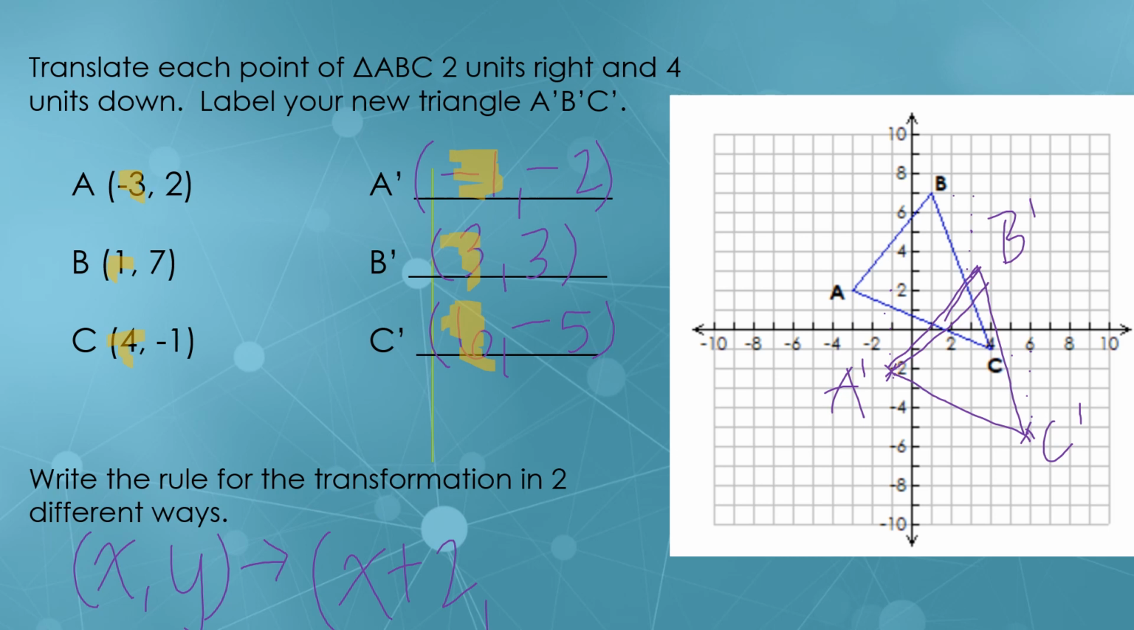And then let's take a look at all of our y values. All of our y values decreased by 4, and that's because we went down 4. So we would write y minus 4. And that is your rule in coordinate notation. All of your x coordinates increased by 2 and your y coordinates decreased by 4. In shorthand notation, we use a capital T and then do a subscript of 2 for h because it went 2 right, and then -4 for k because it went down 4.